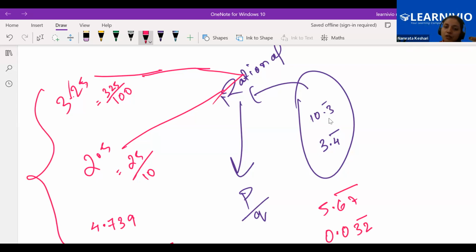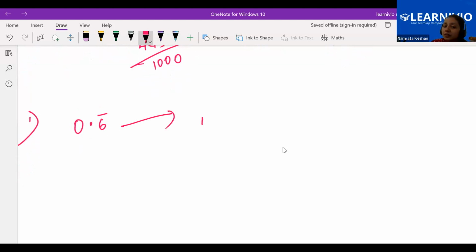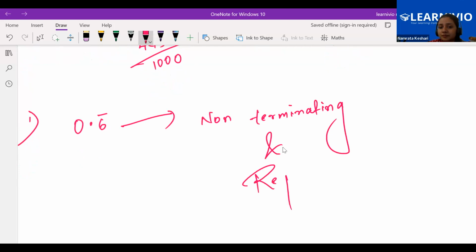Okay. So whenever we have, see, again and again I am calling it non-terminating, non-repeating. Is it creating confusion for you, or are you clear that it is non-terminating and non-repeating, non-terminating and repeating? I'm clear with it. Clear with it? Yes, Ayan, is it clear? Yes, ma'am.